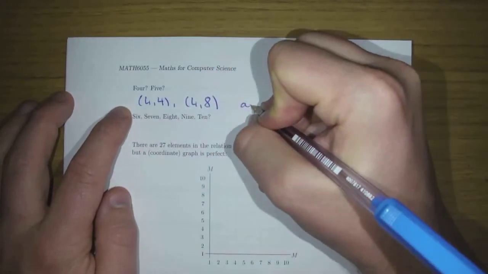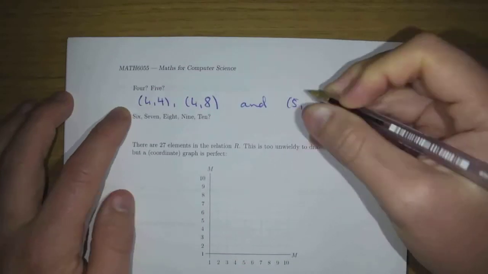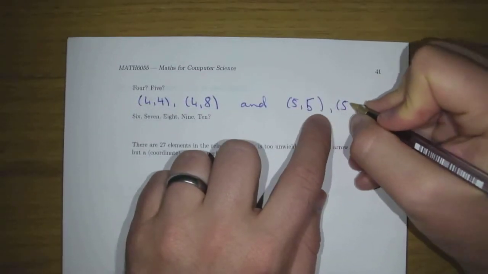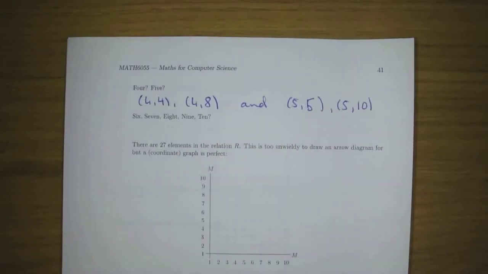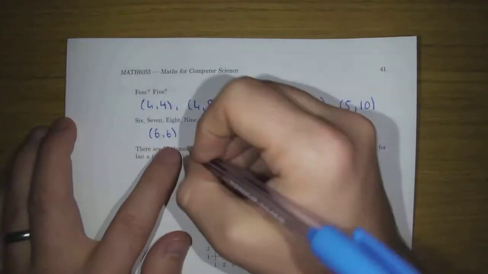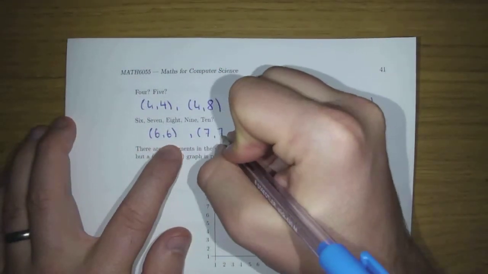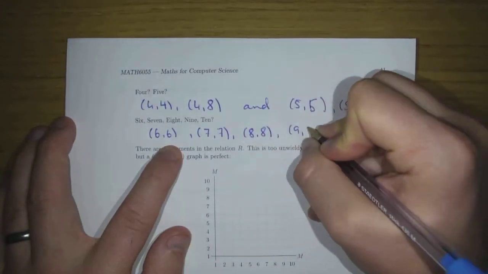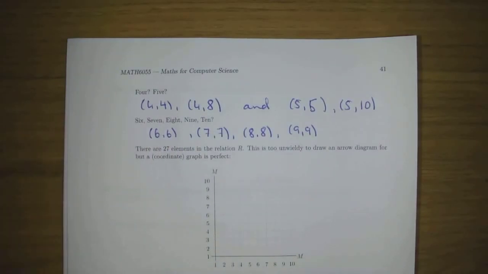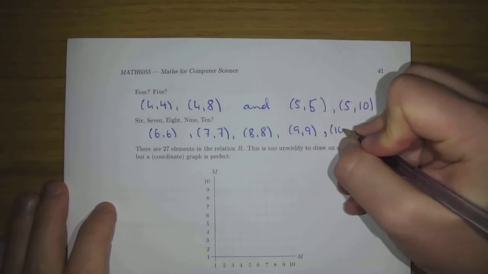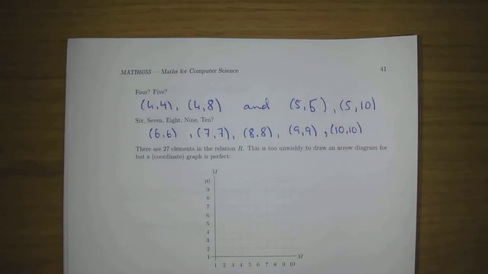It's getting quite long. 5 is related to 5, and 5 is related to 10 because 10 is a multiple of 5. The others are a bit easier because only 6 is a multiple of 6, only 7 is a multiple of 7, only 8 is a multiple of 8, only 9 is a multiple of 9, because we're only working with numbers between 1 and 10. That's our relation. And finally, 10 is related to 10. So there's 27 elements.